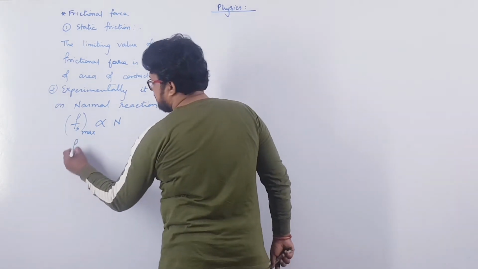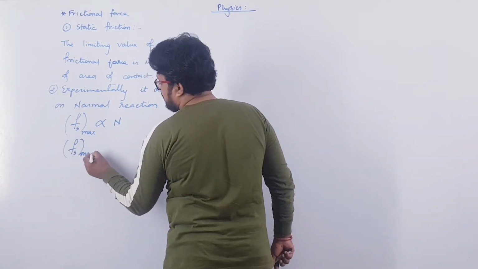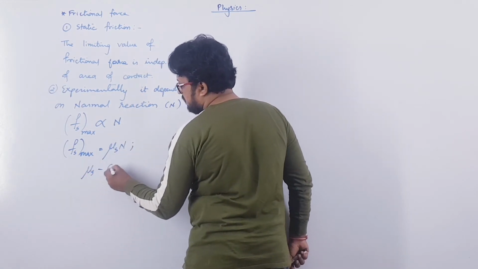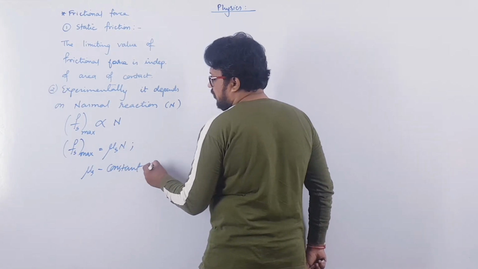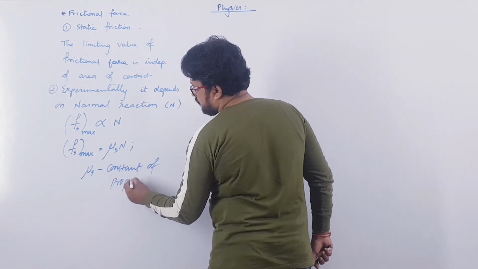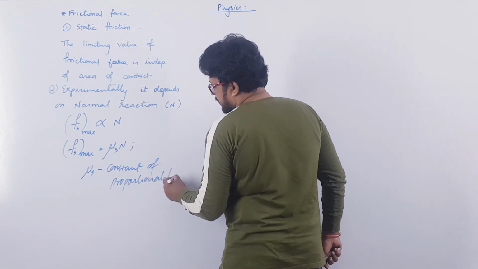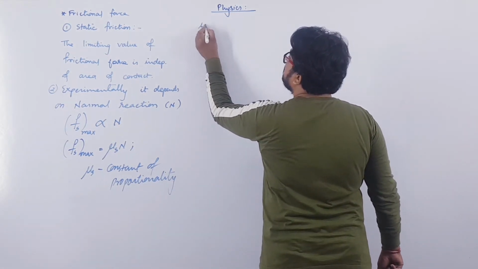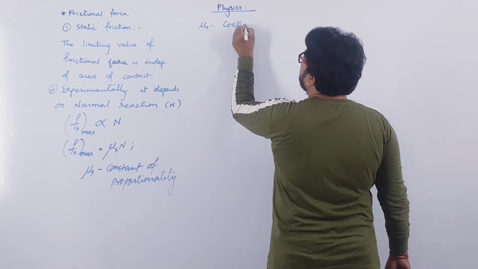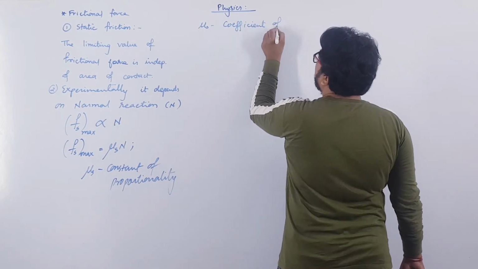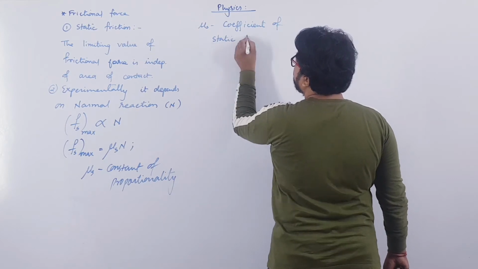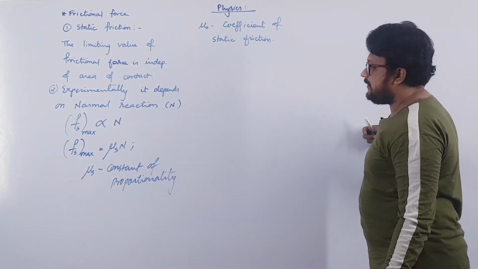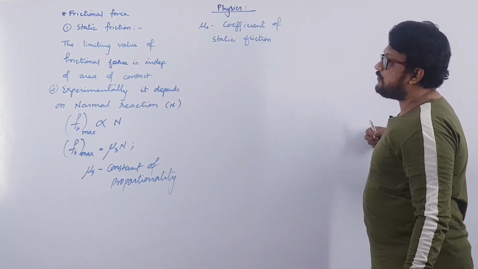So Fs maximum is equal to mu s N, where mu s is the constant of proportionality. It is known as the coefficient of static friction, right?